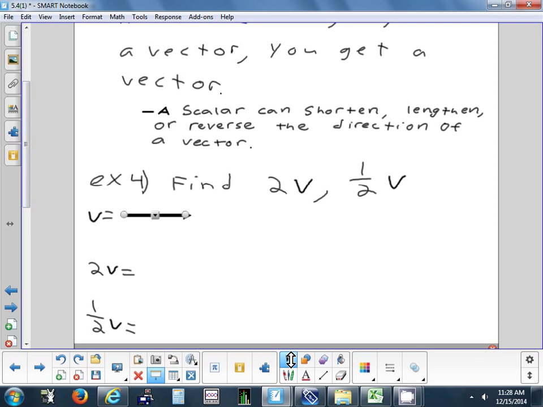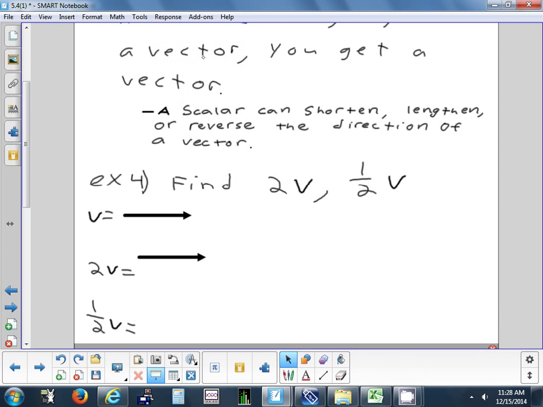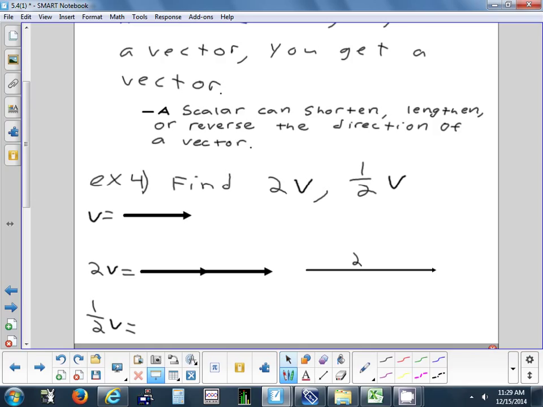Okay, so finding 2v, that's very easy. Just take v, take another v, add them together, and draw in your final answer. There's 2v. If I didn't have a smartboard, what I'd have to do for some of this is use graph paper. And I just measure the length on the graph paper and double it. That's all.